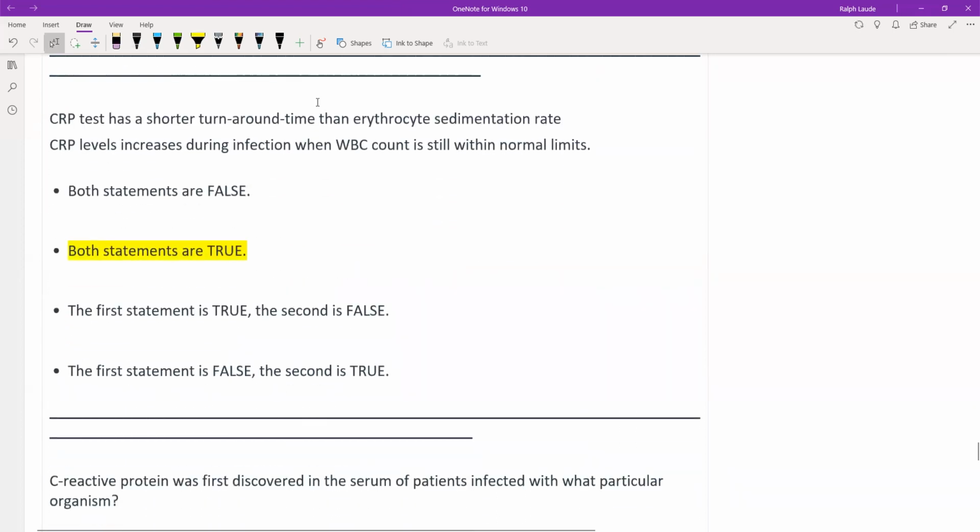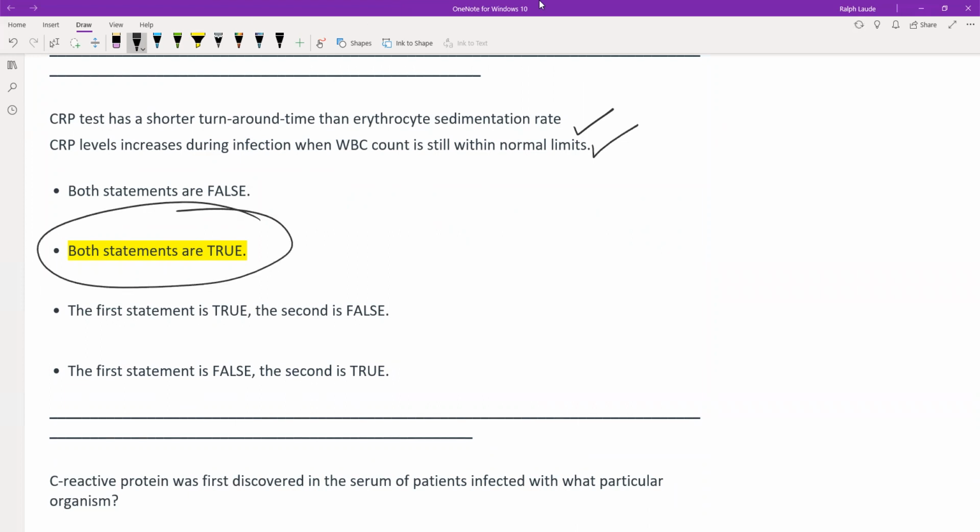CRP has a shorter turnaround time than erythrocyte sedimentation rate. This is actually true. CRP levels increase during infection when WBC count is still within normal limits. So this is also true. So this is the answer. Both statements are true.